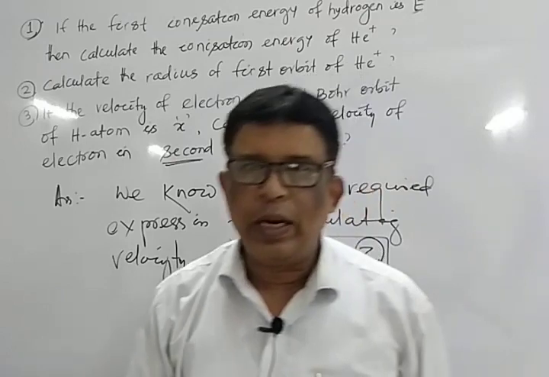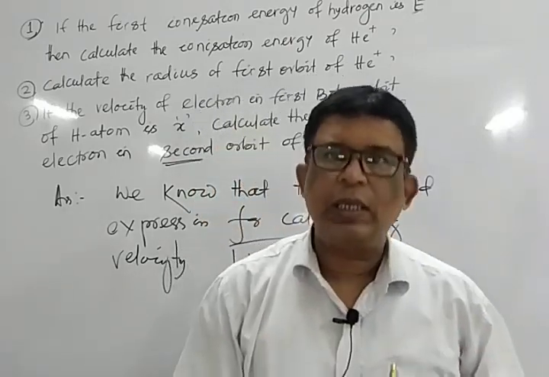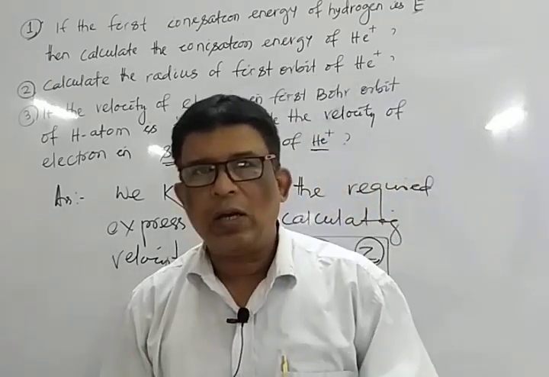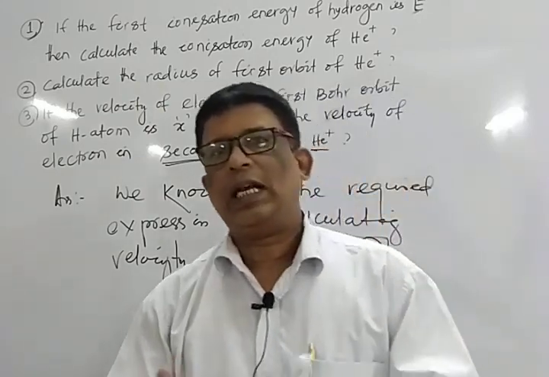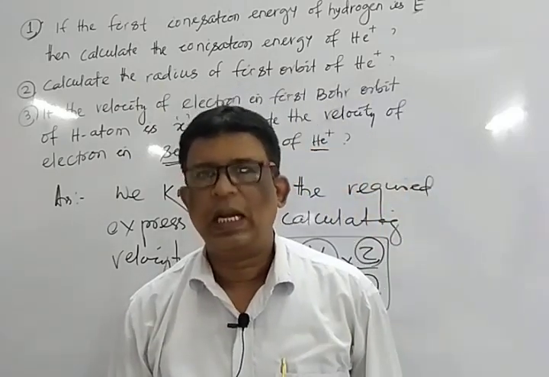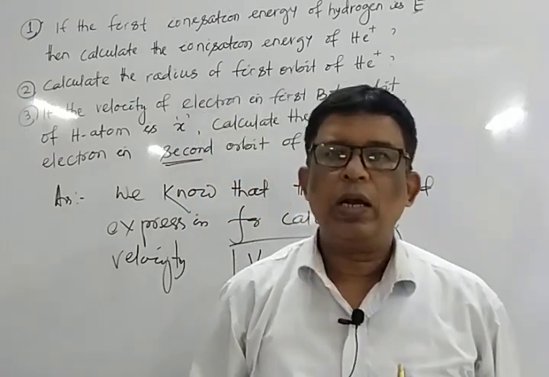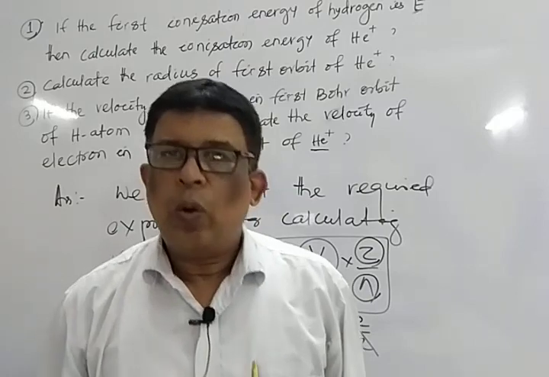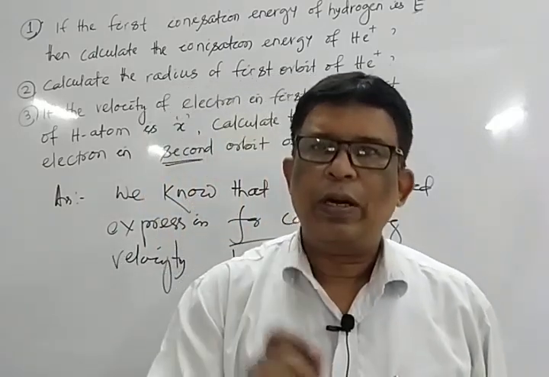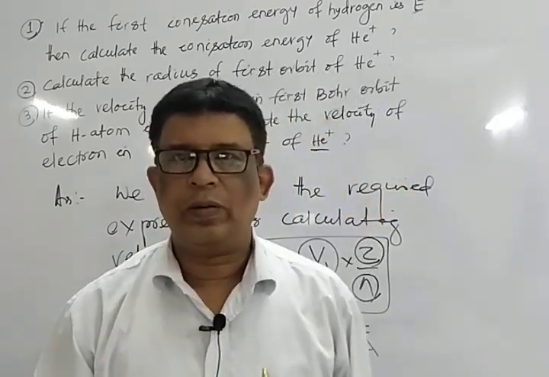These are some numericals relating to energy, velocity and radius of an electron for hydrogen and hydrogen-like species. And lastly, the most important one: while you are calculating the energy, there is a negative sign. Why? What is the significance of a negative energy of an electron?